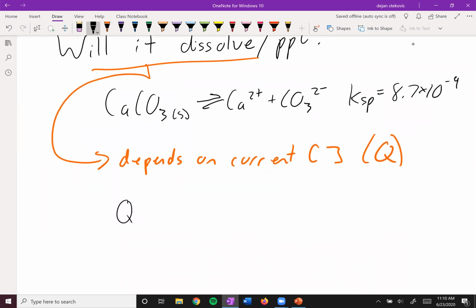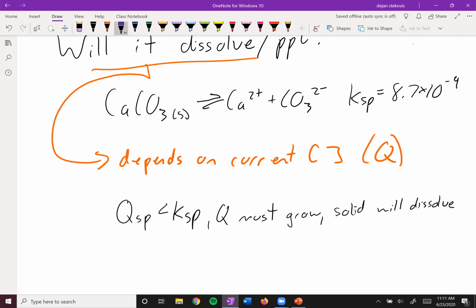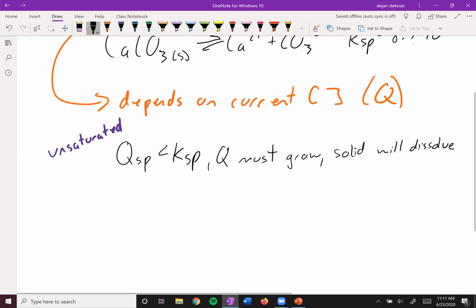So when Q is less than K, Q must grow, because remember, Q always goes towards K. And if Q must grow, the only way it can grow is to have more product, and so your solid will dissolve. If your solid is dissolving, that means your solution is originally unsaturated. So when Q is less than K, you are unsaturated, and you can dissolve more stuff.